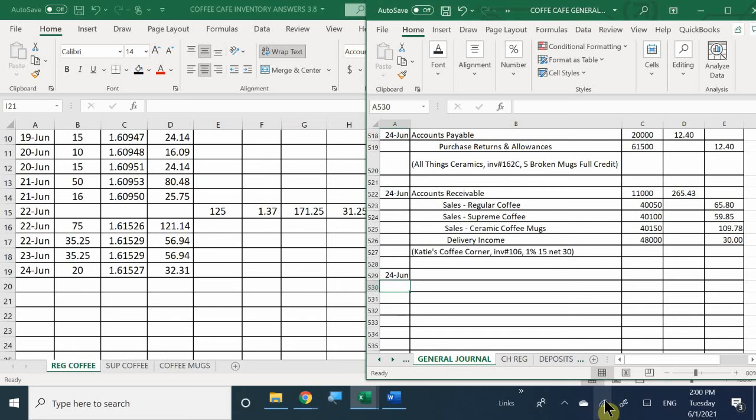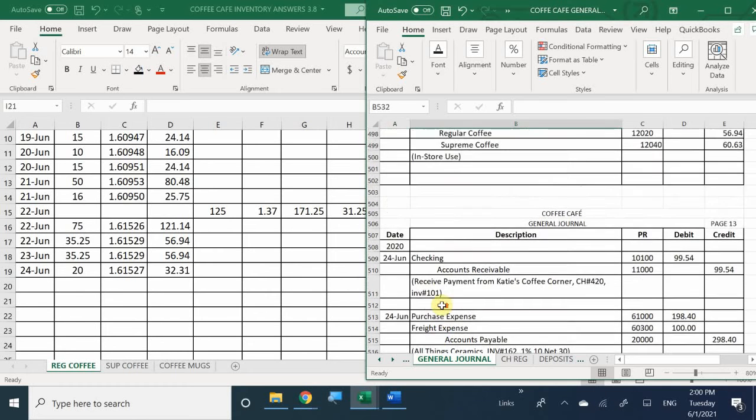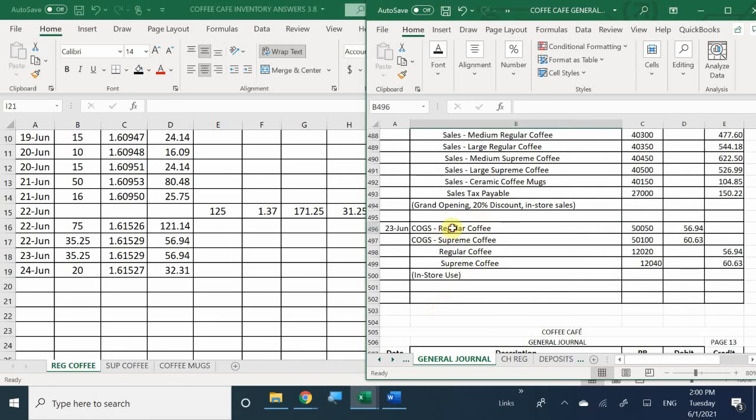Now would we have to do cost of goods sold? Correct. On our general journal? Good. So this one, I can grab from here.